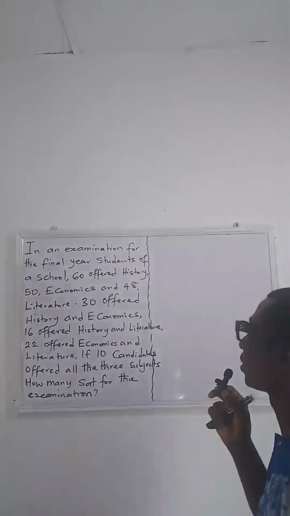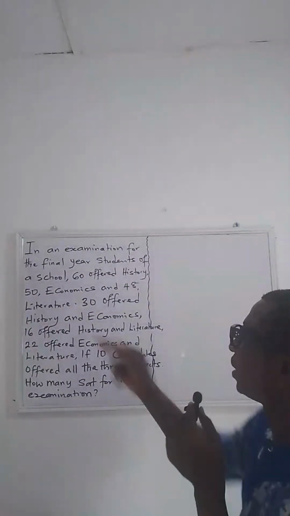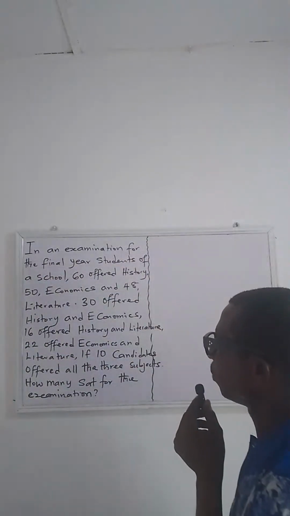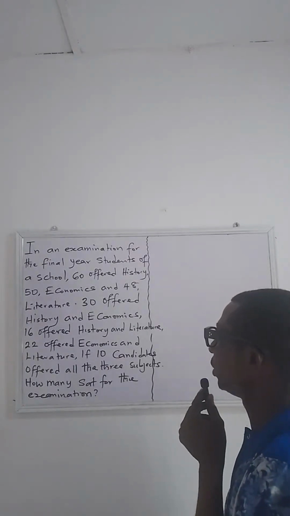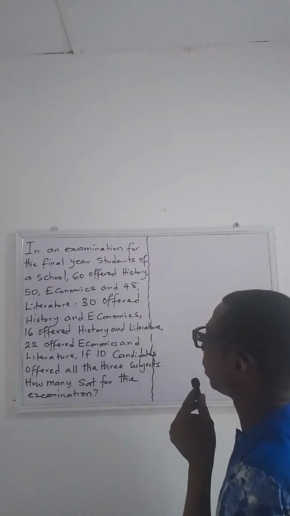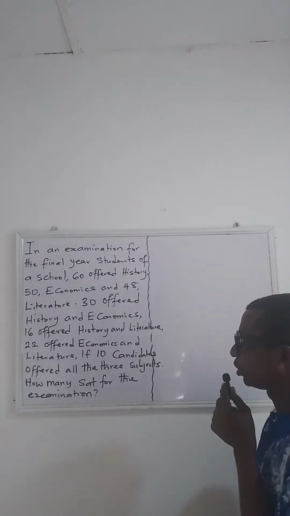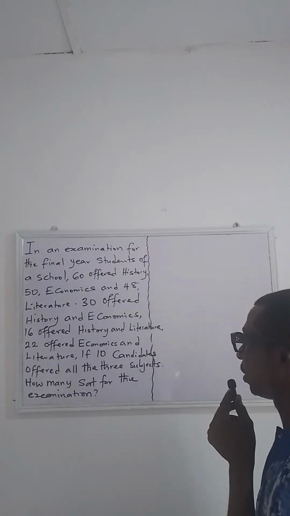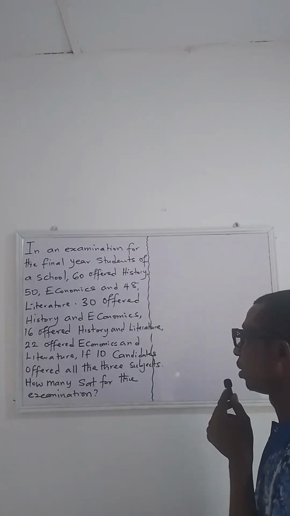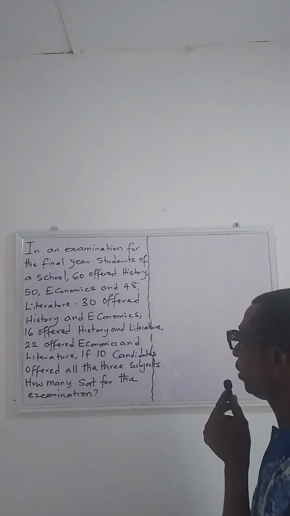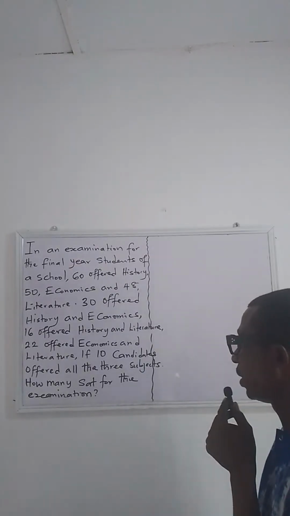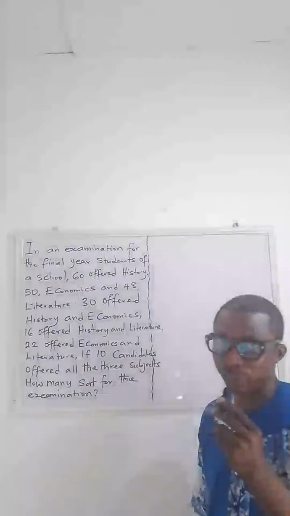Now, in an examination for the final year students of a school, 60 offered history, 50 economics, and 48 literature. 30 offered history and economics, 16 offered history and literature, 22 offered economics and literature. Now, if 10 candidates offered all three subjects, how many sat for the examination?